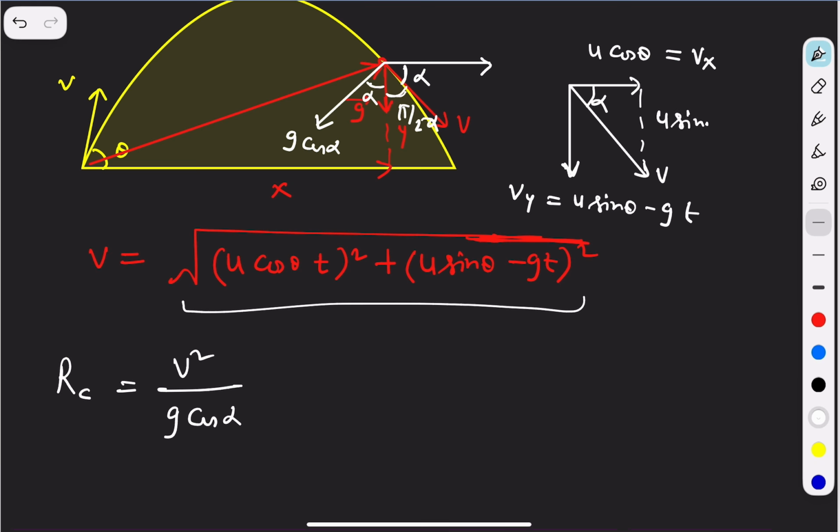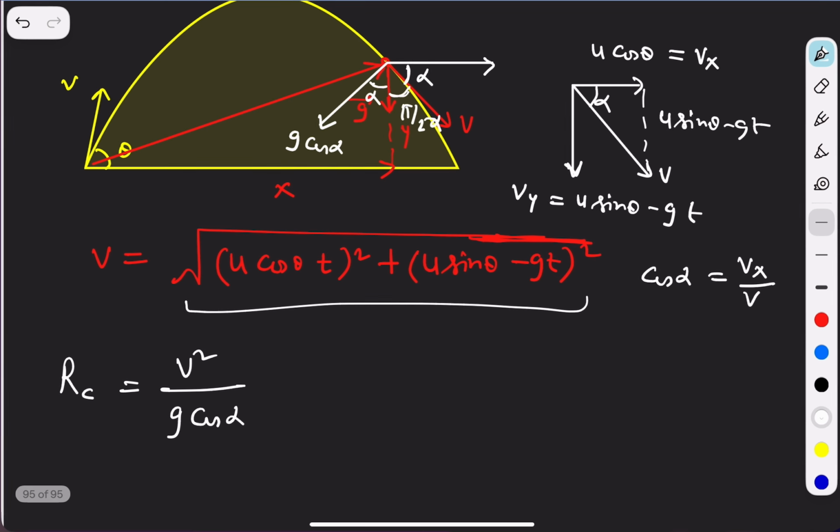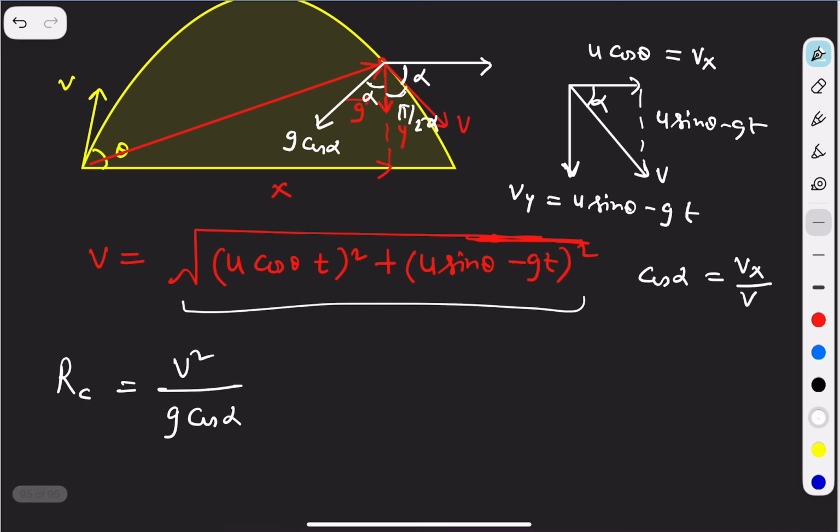So cos alpha is nothing but vx divided by v. So cos alpha we can replace with vx by v. So it will be v square divided by g into vx by v, which is equal to v cube divided by g. Vx is what? u cos theta only.